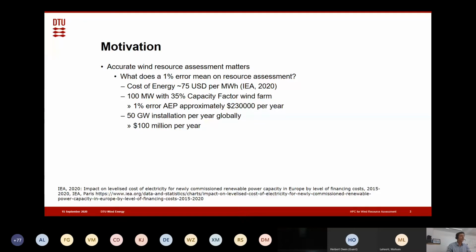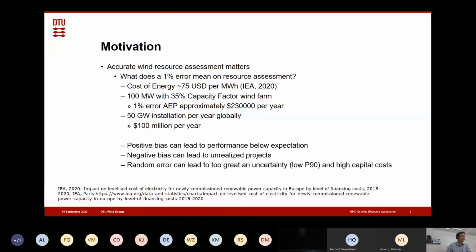And then if we look at how many wind farms are installed per year, we're looking around 50 gigawatts of installed capacity per year globally. And so if you think about the 1% error there and its value, it's about $100 million per year. And this is an effect that, of course, will accumulate during the lifetime of a project. So why do we need to care so much about it? It's because, well, a positive bias can lead to performance below expectation. So your estimate might have been over-optimistic. But a negative bias can lead to unrealized projects. So that if a resource map was showing the resource poorer than it was in reality, it might have actually stopped projects happening that could have been very successful.